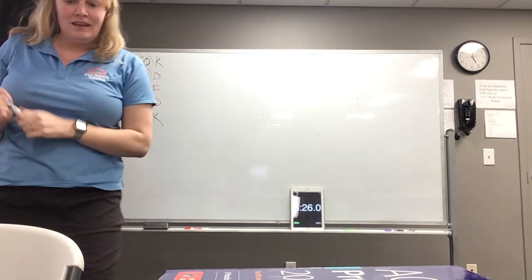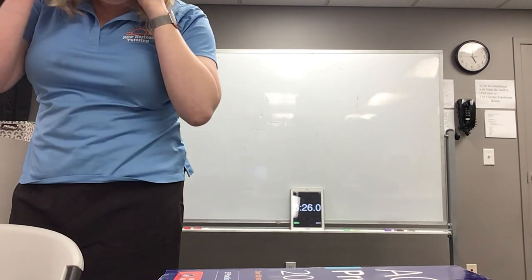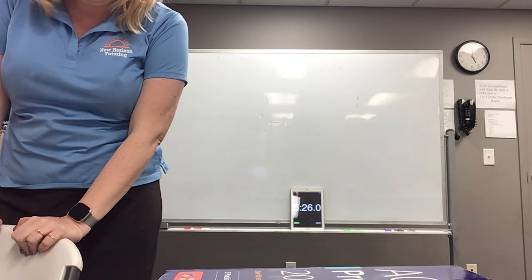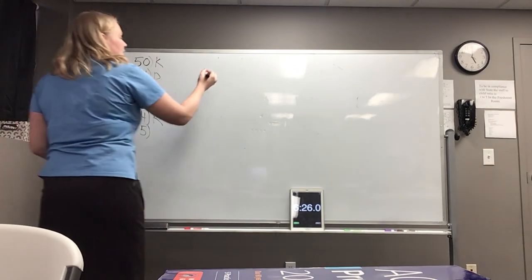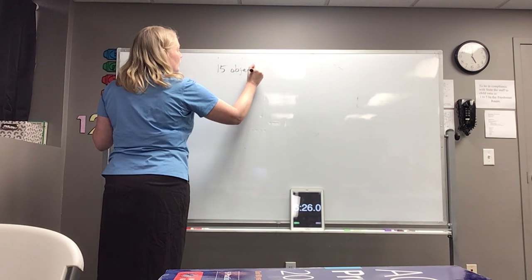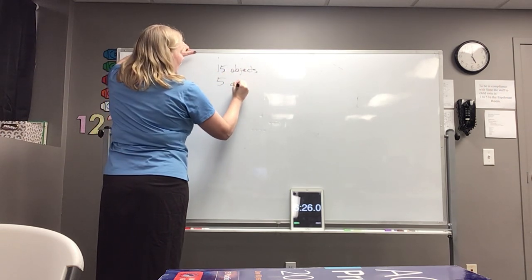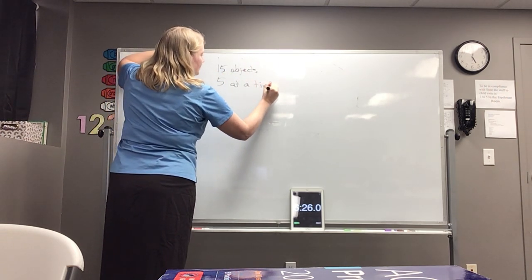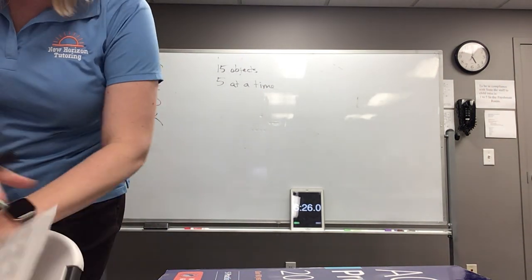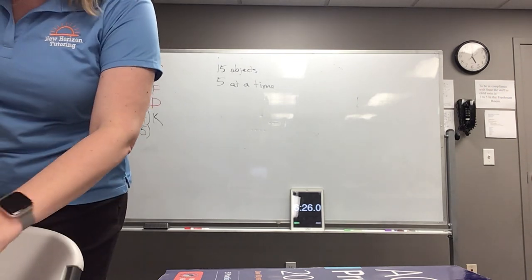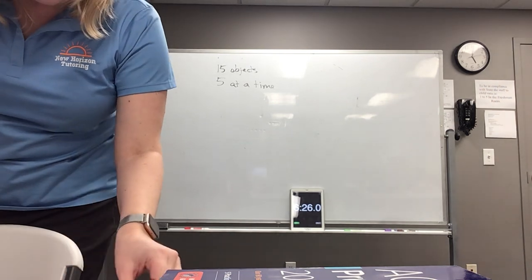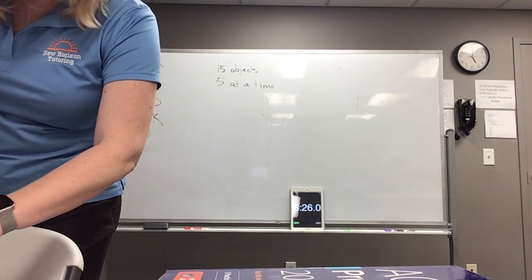So the question is, which of the following expressions gives the number of permutations of 15 objects taken 5 at a time? So we have 15 objects, 5 at a time. And I will admit, this one I am not confident about. I am looking at the answers too. I have not practiced.